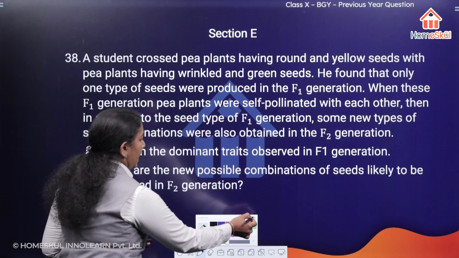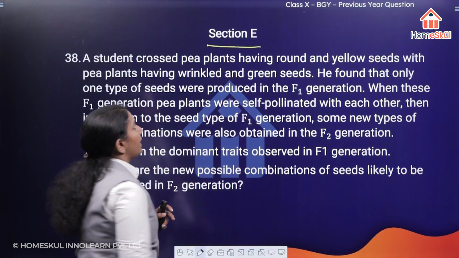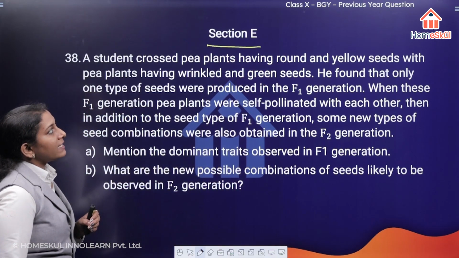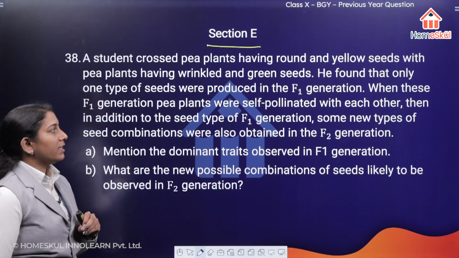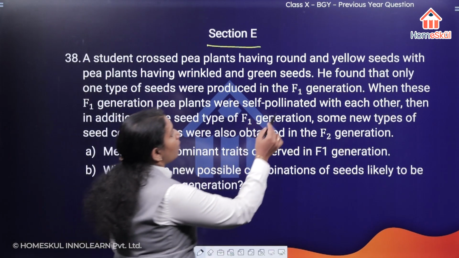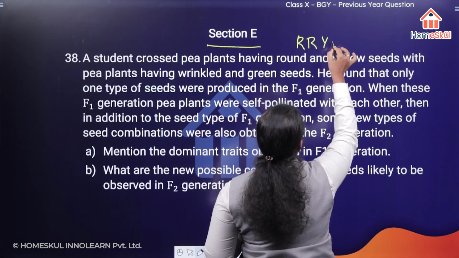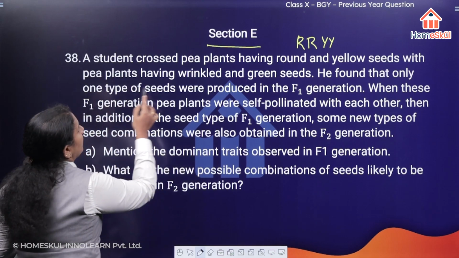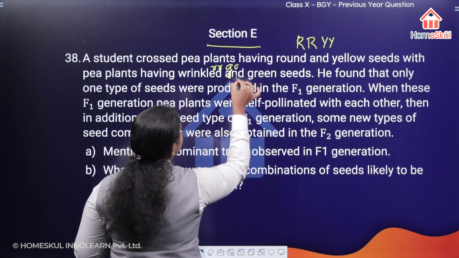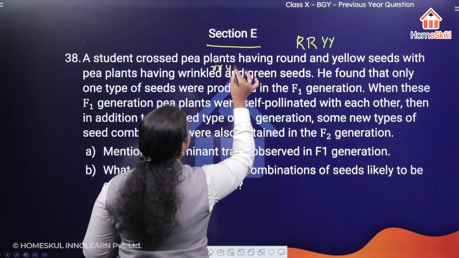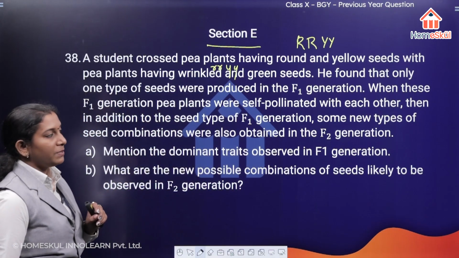Then question number 38. It is actually a question from section E, that you have to keep in mind. A student crossed pea plants having round and yellow seeds with pea plants having wrinkled and green seeds. Okay, so the parents are round yellow seeded parent crossed with wrinkled green seeded parent. The crossing will be taking place between these two parents.